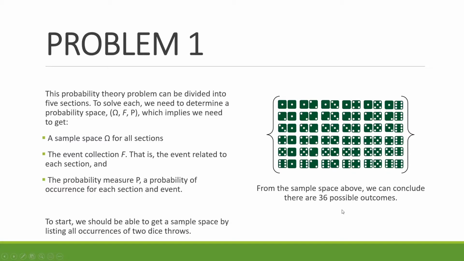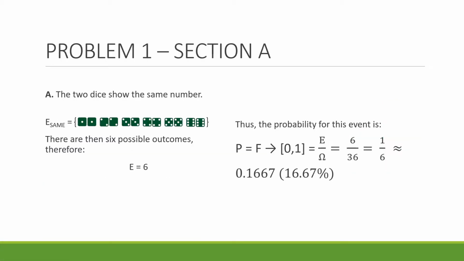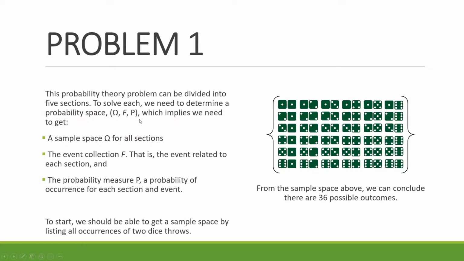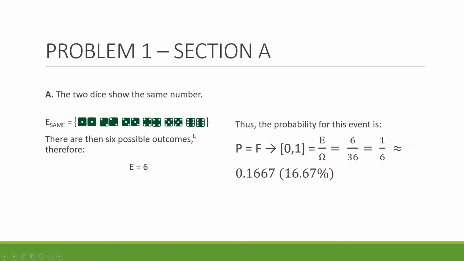So now we start with the sections. For section A, we get the following. We want to know if the two dice show the same number. Coming back to the sample space, we see that the only ones are this diagonal here, which is basically 1, 1, 2, 2, 3, 3, and so on. Since we get numbers from 1 through 6, we only get 6 possible outcomes.